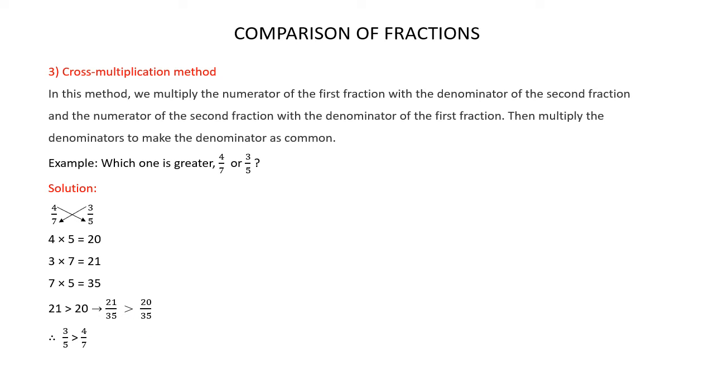Now 21 by 35 is nothing but 3 by 5. 20 by 35 is nothing but 4 by 7. So if 21 by 35 is greater than 20 by 35, it means that 3 by 5 is greater than 4 by 7. Hope you understood the cross multiplication method to compare fractions.